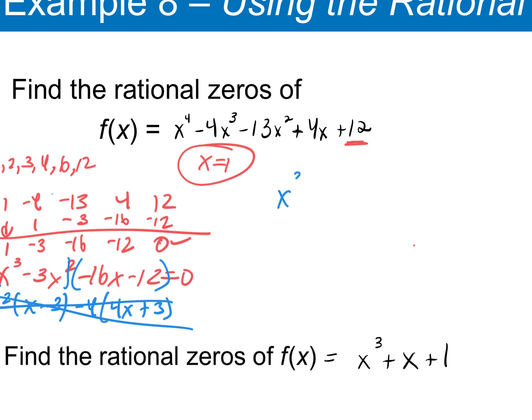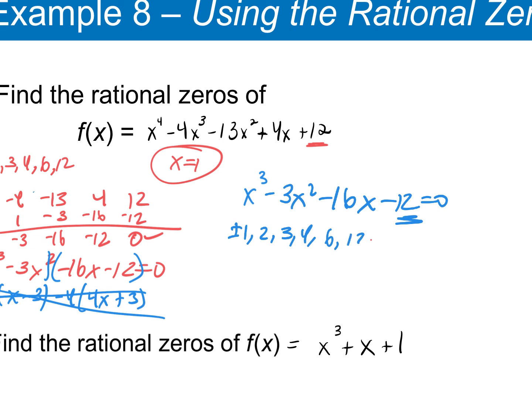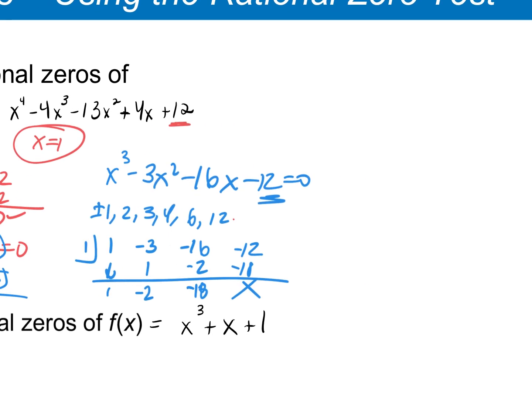So my resulting polynomial was x cubed minus 3x squared minus 16x minus 12 equals 0. So again, 12 is my constant: plus minus 1, 2, 3, 4, 6, and 12. So I'll try positive 1. 1, negative 3, negative 16, negative 12. Bring down my 1. 1 times 1 is 1. Negative 3 and 1 is negative 2. Negative 2 times 1 is negative 2. Negative 16, negative 2 gives me negative 18. That's not going to work. All right, so let's try negative 1.